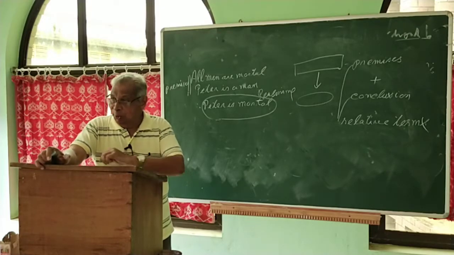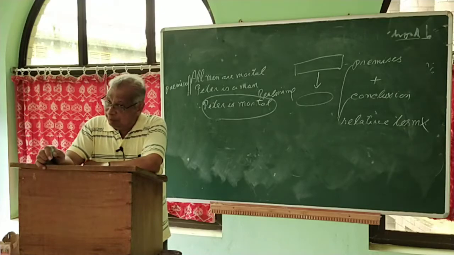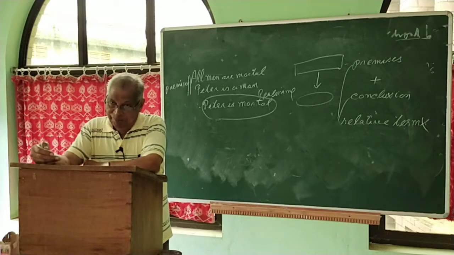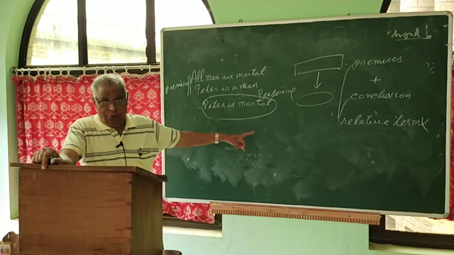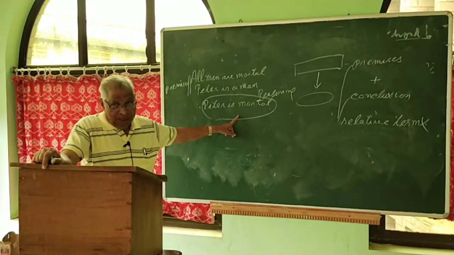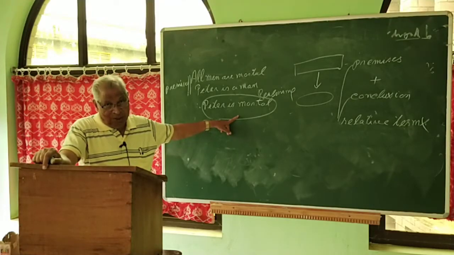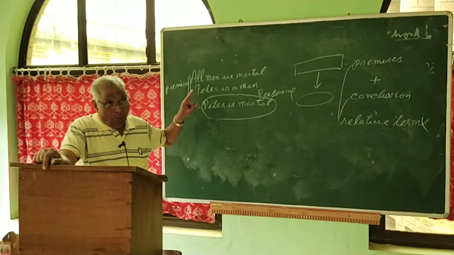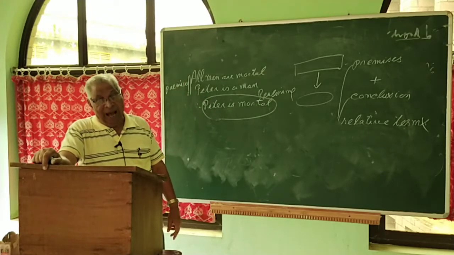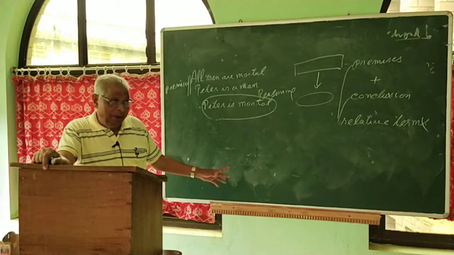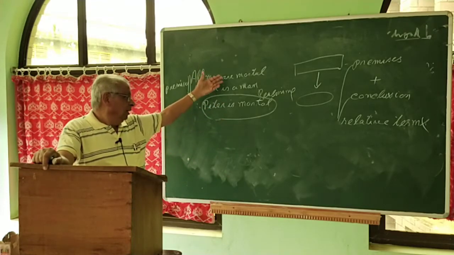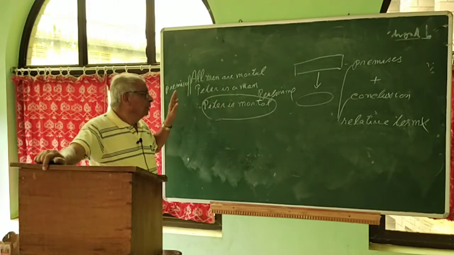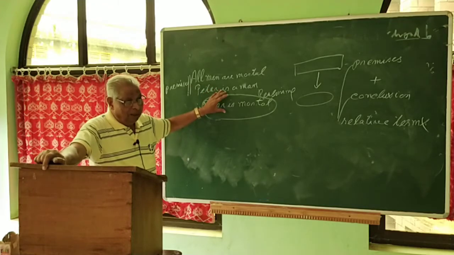Now, how to make out which is the conclusion and which are the premises? From the function they perform, we can make out. It is not necessary that the conclusion is given last. The last proposition is not necessarily the conclusion. We have to understand what function it performs, and from that function, we must be able to make out. So for example, here, looking at the three propositions given, all men are mortal, Peter is a man, Peter is mortal, this is the conclusion.